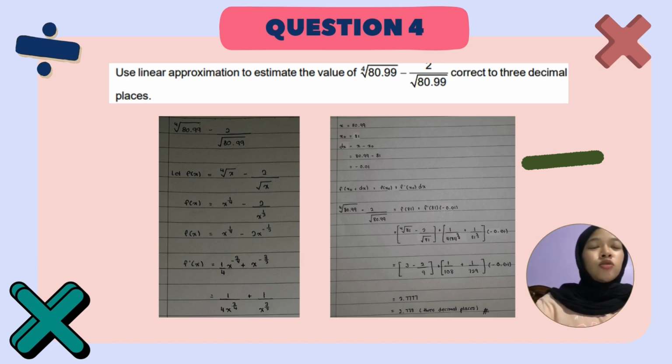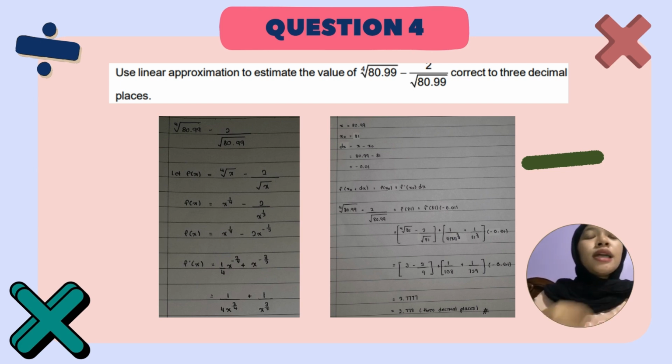So the next step is we will use the formula dx equals x minus x naught, for x equal to 80.99 and x naught equal to 81. So by using the formula, we get 80.99 minus 81, and the final answer is negative 0.01.